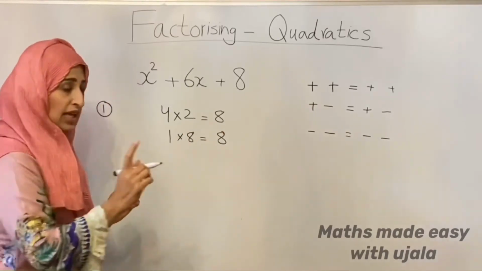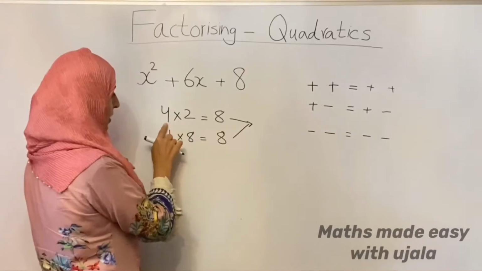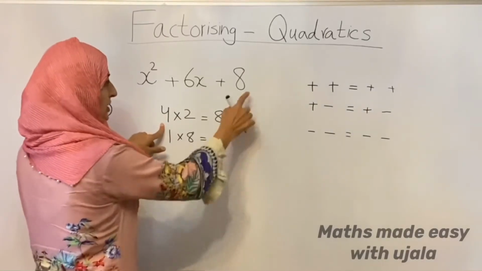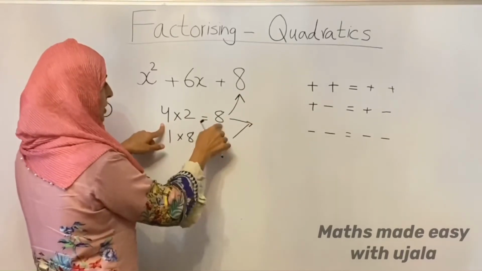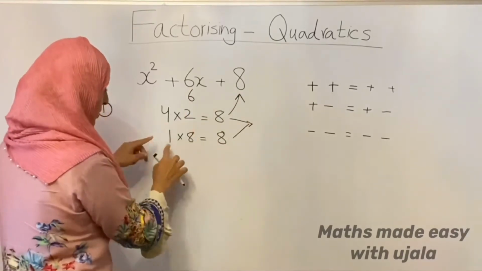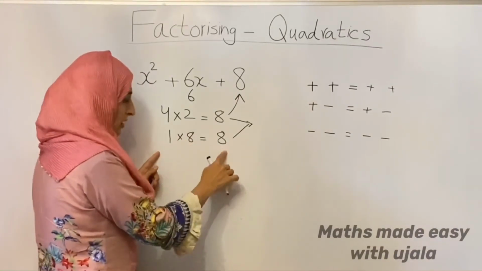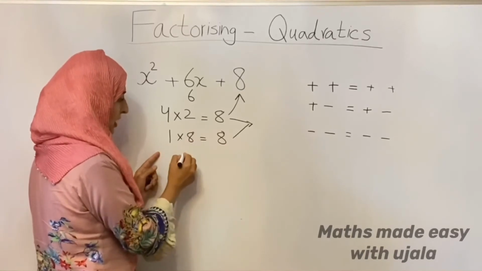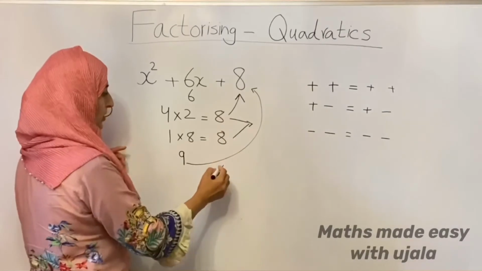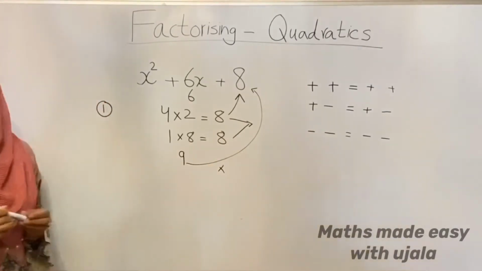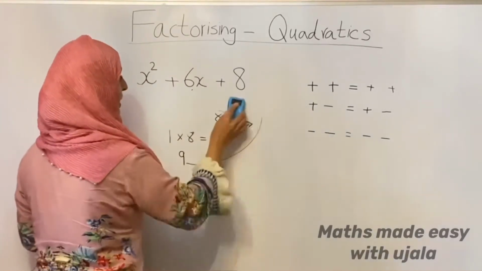So you have to decide. If I multiply 4 times 2, the answer is 8. If I add them together, 4 add 2, the answer is 6. But if I use this pair, then 1 times 8 is 8, but if I add 8 and 1, the answer is 9. So it is not equal to this quadratic equation. So I can write these terms. This is a very important step.